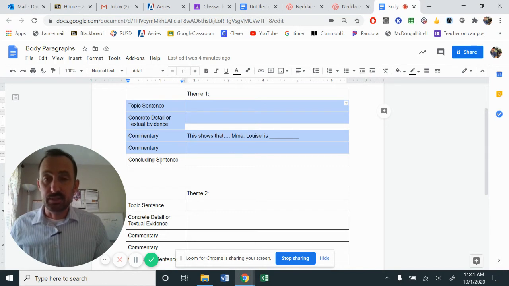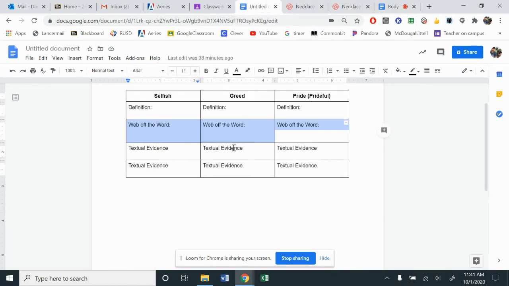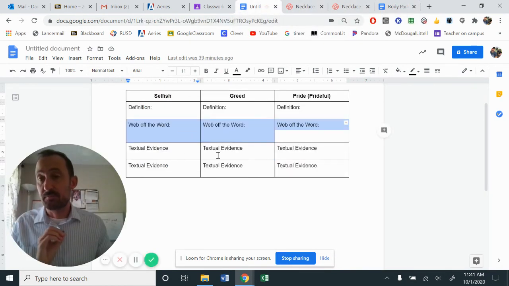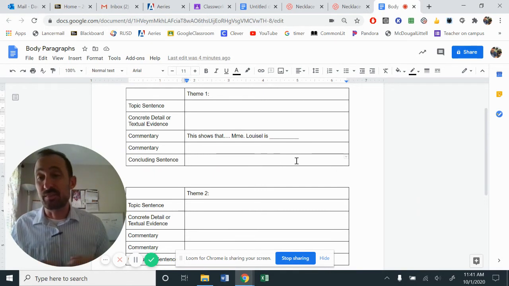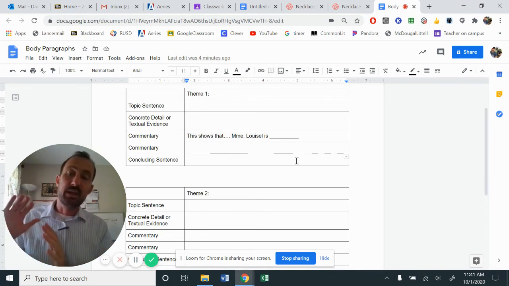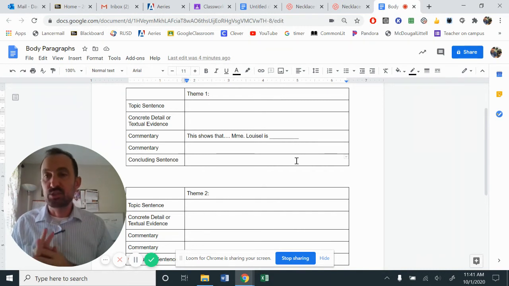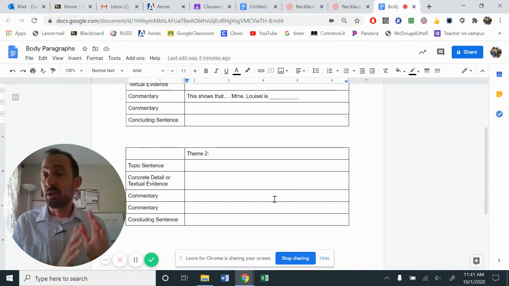So the concluding sentence is going to be a combination of your character, that theme word, and any additional words from your web of the word that you may have. So for a concluding sentence, if I've already used a bunch of my selfish words, how else can I reiterate that Mademoiselle is selfish, right? She disregards her husband, right? She doesn't tell Madame Forestier about the necklace. Pride. She does not want to let her middle-class image be ruined. And so therefore she covers up her mistakes for 10 years.